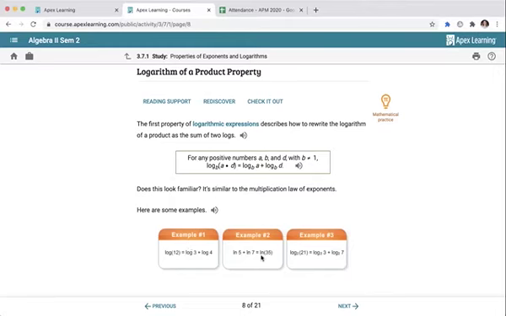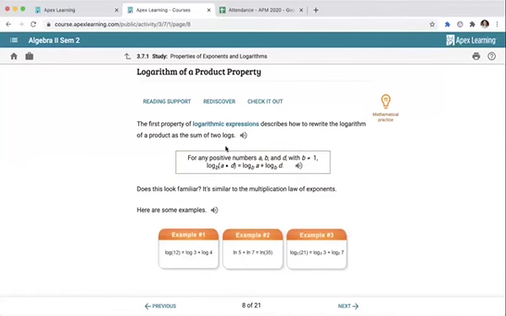Example 2: if we have ln of 5 plus ln of 7, they have the same base value, so we do 5 times 7, which gives us 35. We can simplify this larger expression down into just ln of 35. For the last one, we have log base 2 of 21, so we can set that equal to two values that multiply to 21, and that's 3 and 7.